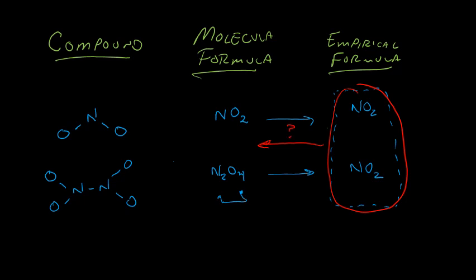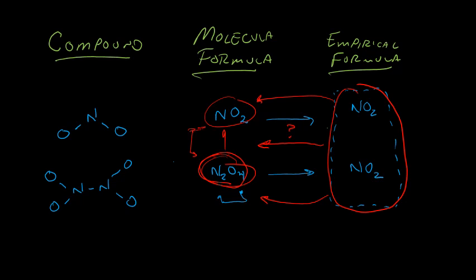Because if the empirical formula is NO2, you wouldn't know whether it was this one or this one. Right? So in order to distinguish between those, we would need some extra bit of information. The extra bit of information that we often use is the molecular weight, right? The molecular weight of this compound is going to be twice as much as the molecular weight of that compound. So if we know the empirical formula and the molecular weight, we can figure out which one we've got.